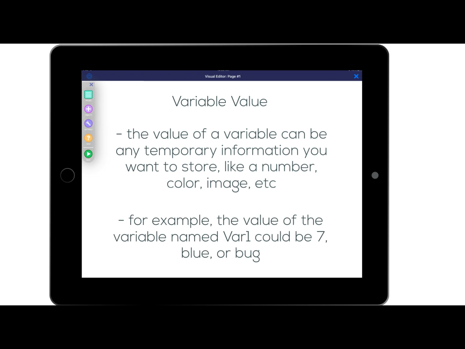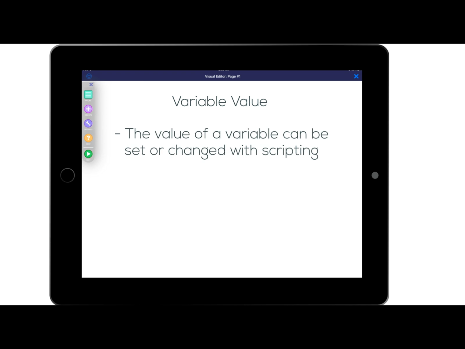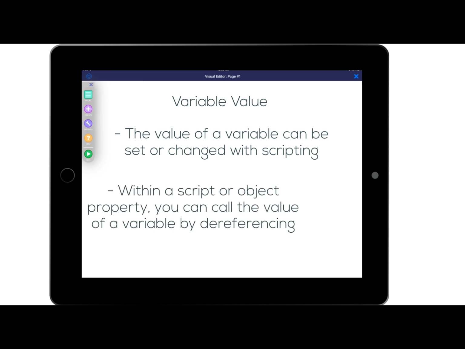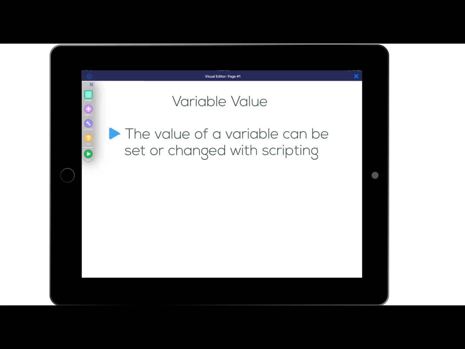There are two ways to work with variables within the program. The first is to set or change the value of a variable with scripting. The second is to call the value of a variable within a script or an object property by dereferencing the variable. We'll come to that later. For now, let's start by looking at how to set and change the value of a variable with scripting.